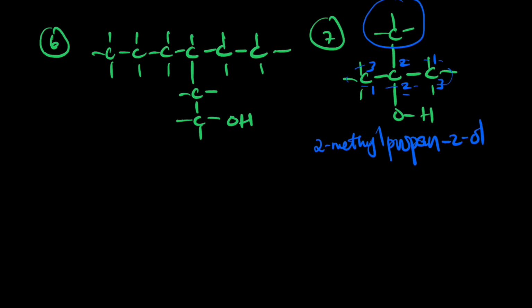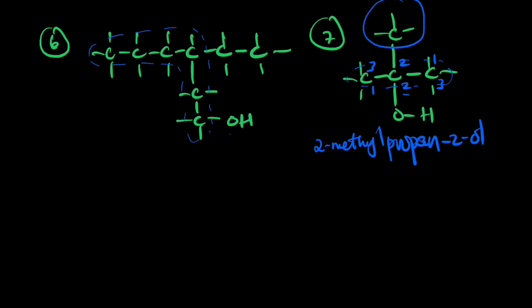Now let's look at this one. We have a parent chain here. 1, 2, 3, 4, 5, 6. It can never be this, because if it's this, that means you are excluding this in the parent chain. So it will be 1, 2, 3, 4, 5, 6, or 1, 2, 3, 4, 5. But this is shorter, so it's not an option. The option is this. So our parent chain here is this one. That's the only option.